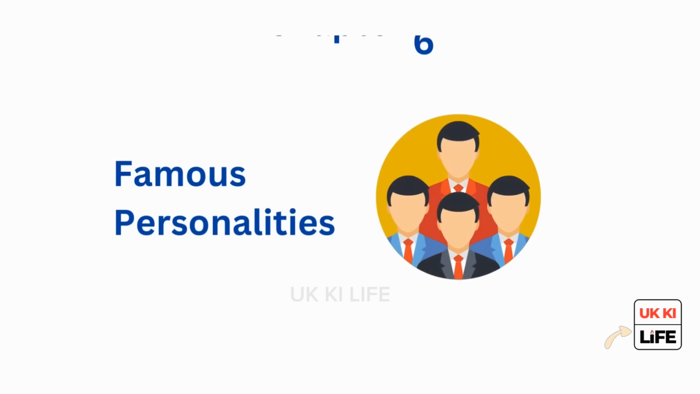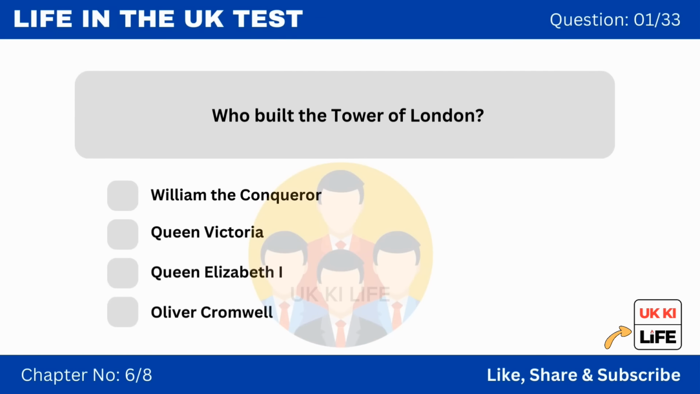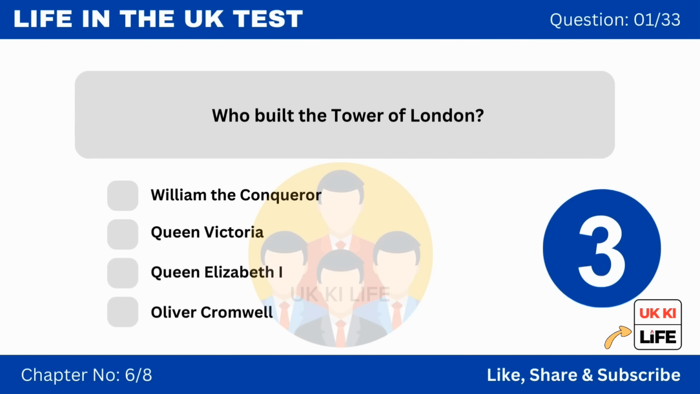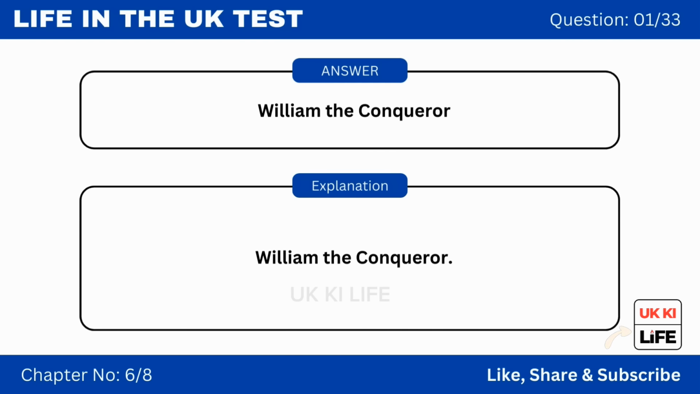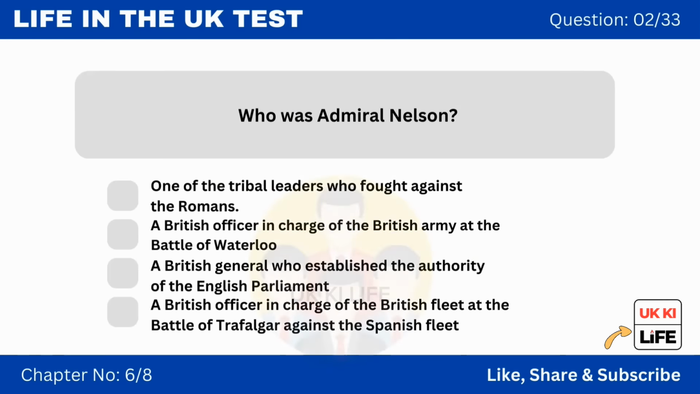Chapter 6. Famous Personalities. Question 1. Who built the Tower of London? William the Conqueror, Queen Victoria, Queen Elizabeth I, Oliver Cromwell. The correct option is A. Explanation. William the Conqueror.